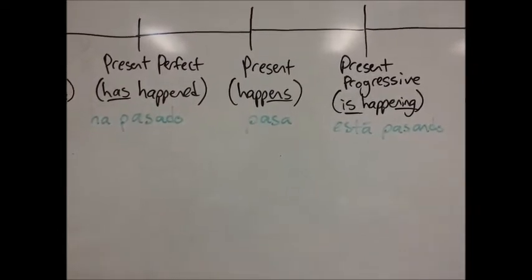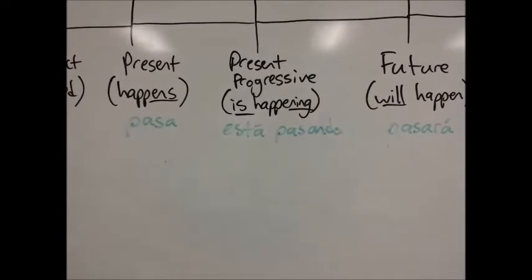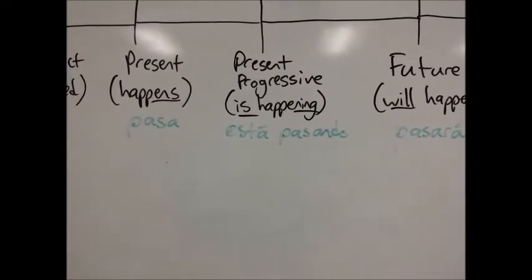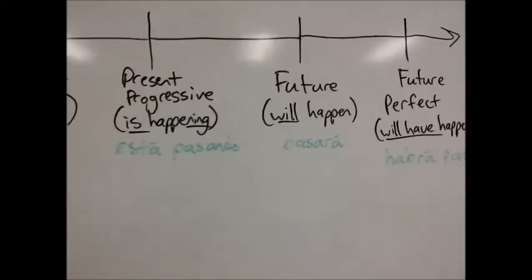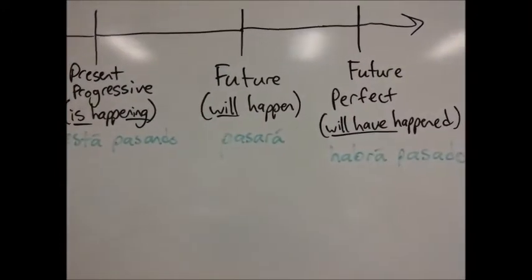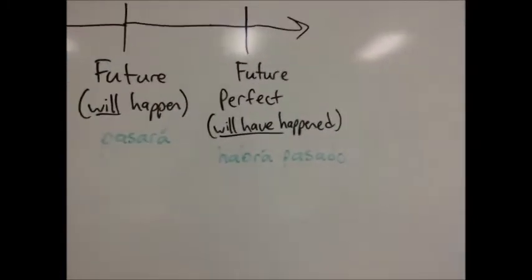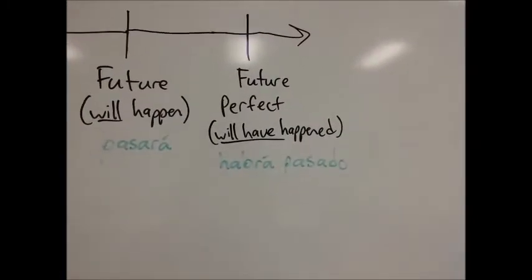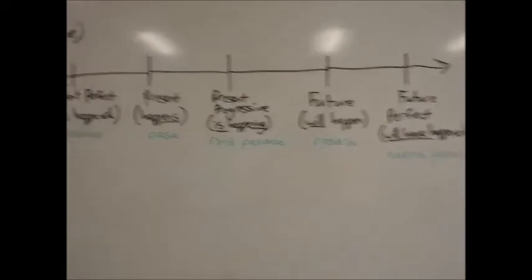For example, pasa. The present progressive is a little bit more specific. It's describing something that's happening right now. Está pasando. Future describes things that will happen, like pasará. And future perfect describes things that will have happened. Habrá pasado. If you put all of these tenses together, you end up with the indicative.